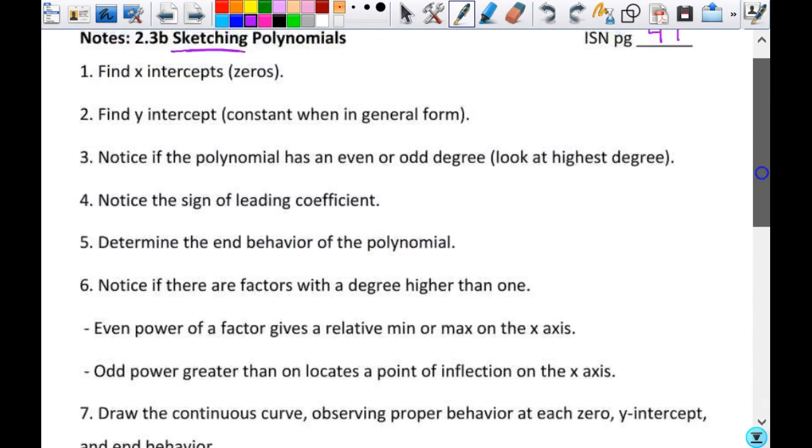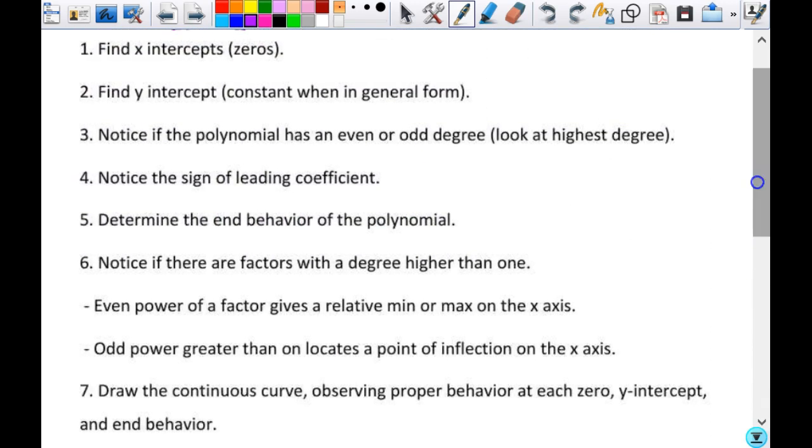Here's a little list of what to do, okay? We've got to find the x-intercepts, which are the zeros, which is easy for us to do. If it's not factored, we need to factor it. Most of what you have today will be factored for you already. We'll get to where we have to factor them a little bit later. Then I also need to find the y-intercept, which would just be the constant if it's in general form. But like I said, most of these are already factored for you, so they're not going to be in general form. Then we want to notice if the polynomial has an even or odd degree.